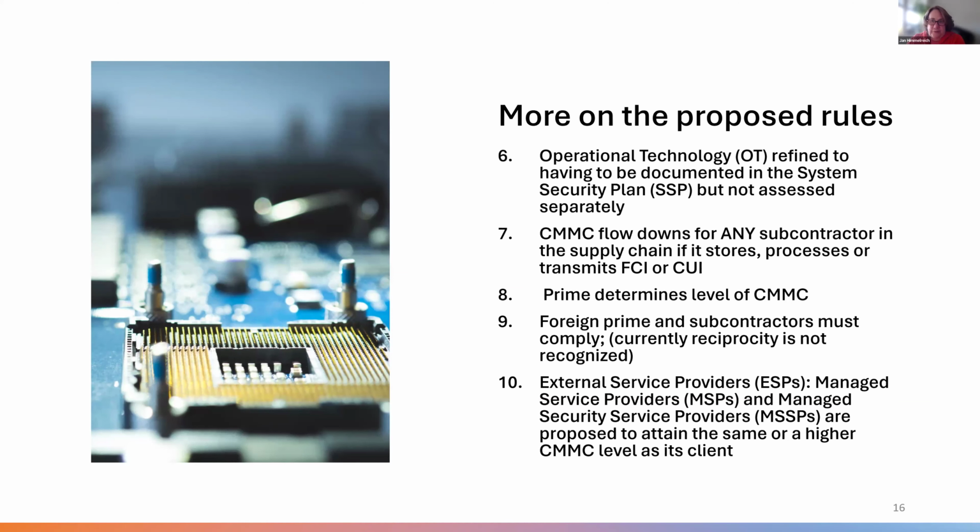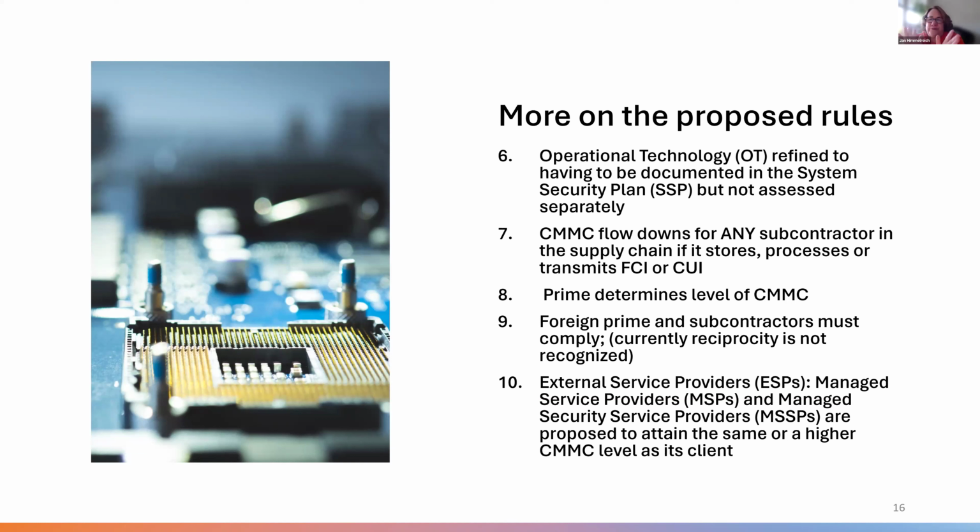I said there was something in the rules. There is. I'm going backwards on purpose because it highlights right here. I don't know if you can see my cursor, but number 6, OT, has been refined to having to be documented in the system security plan. That was a bone that the DoD threw in. I'm not sure how many of you will applaud that, but that's a bone they threw in. It's not going to be assessed separately, which will also decrease the amount of time, hopefully, that the assessors have to spend. So as long as you've got it appropriately documented in your system security plan, then you should be okay on operational technology.